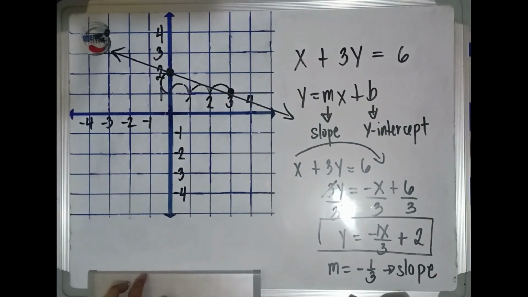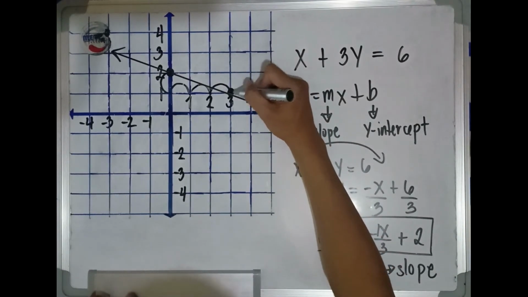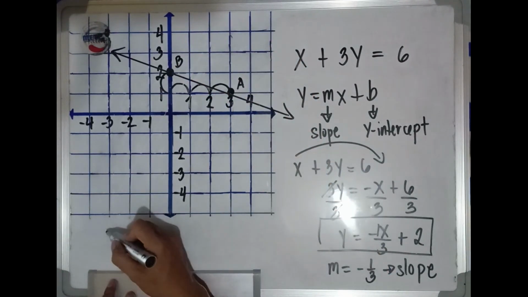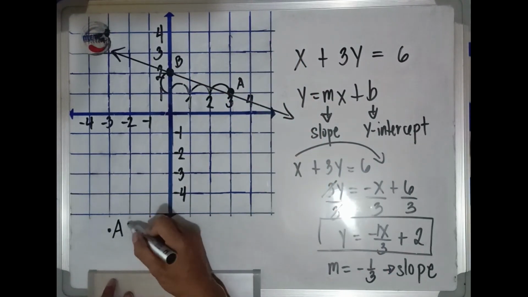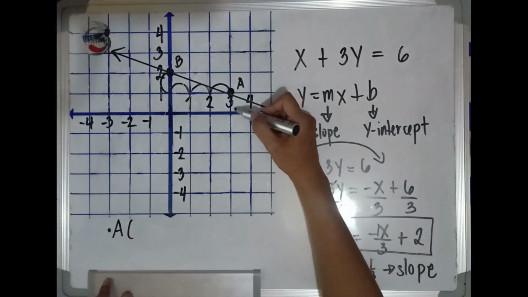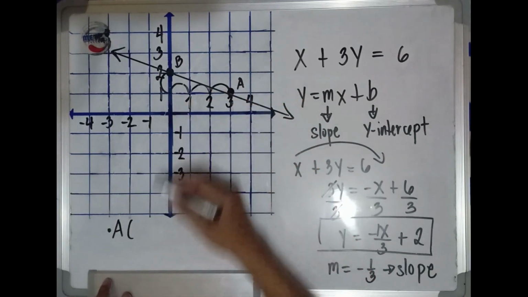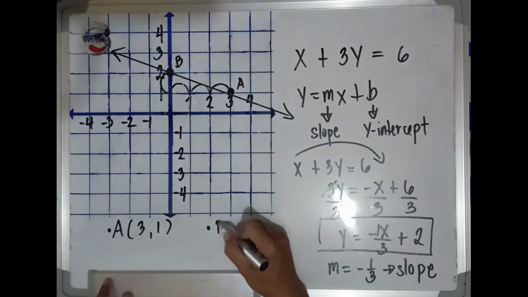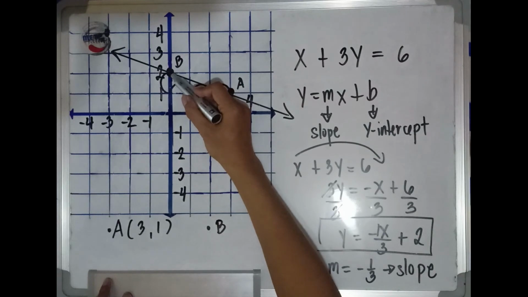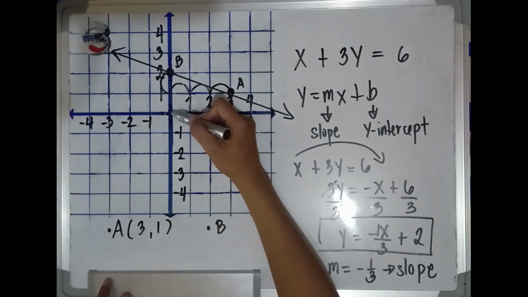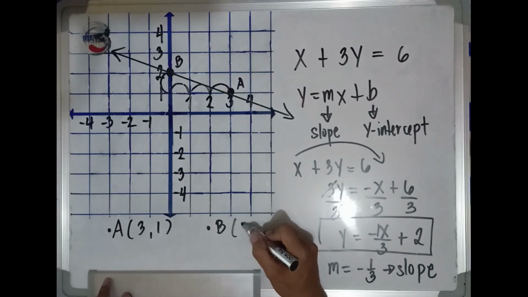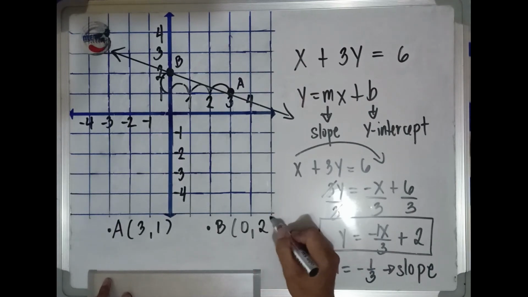Now to check if your graph is correct, let us use the 2 points. Let's say this one is point A and this one is point B. Point A will have an ordered pair of 3 and 1. And for point B, the value of x is 0 and the value of y is 2. So we have point 0 and 2.